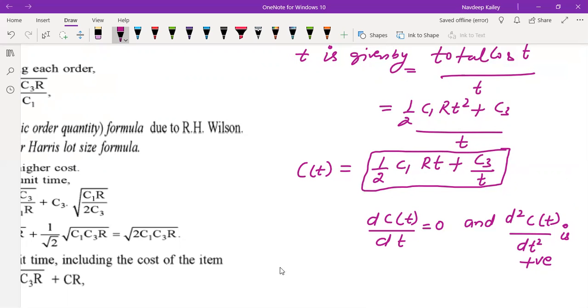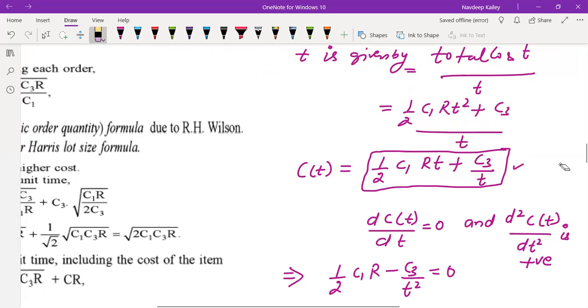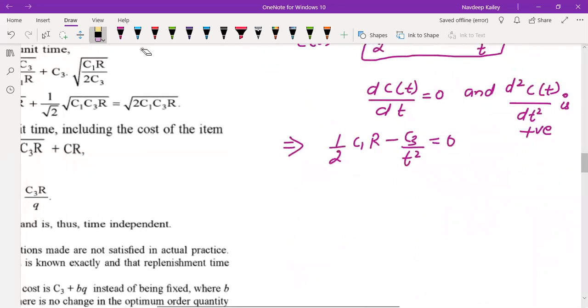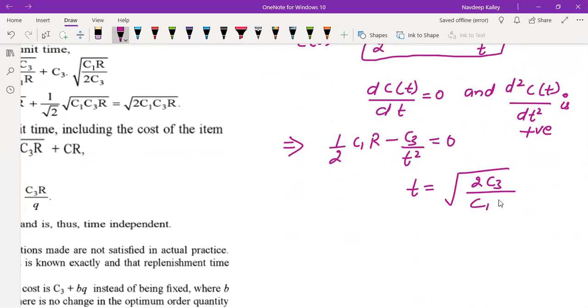We apply these conditions, we get half C1R minus C3 by T square equal to 0. We simply take the derivative of this. After calculating, we will get T is equal to 2C3 upon C1 into capital R, under a square root.